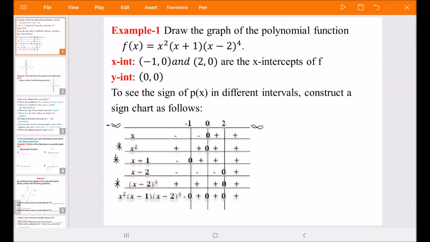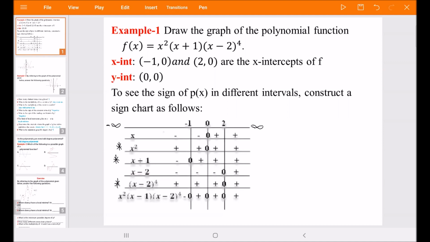The sign of f of x in these four different intervals. Now take the product of the signs of x squared, x plus 1, and (x minus 2) to the power of 4. So for values less than -1, positive times negative times positive. Positive times negative is negative. Negative times positive is negative. Therefore, the graph of f of x lies below the x-axis for values less than -1.